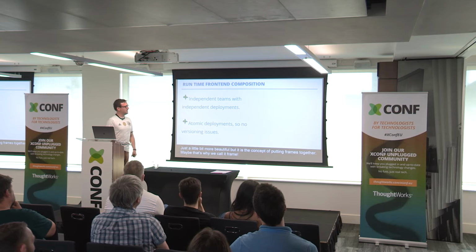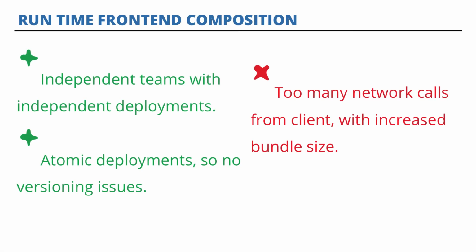So we have independent teams doing independent deployment. Yes, that is what we wanted to achieve. We have finally atomic deployments because I'm providing my new version via my endpoint. So if I deployed my application, the endpoint is serving the new JS and CSS. And this is to be borne in mind.